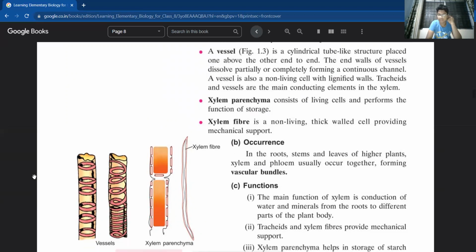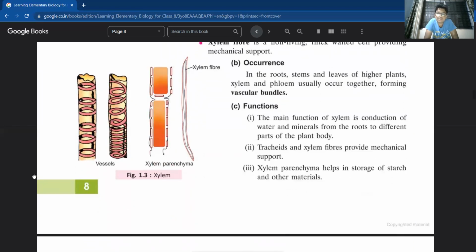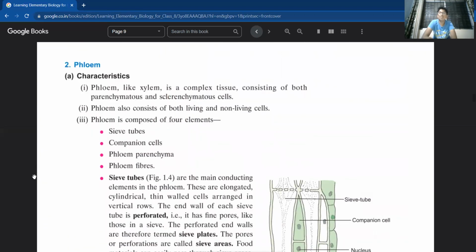And the functions are: the main function of xylem is to conduct water and minerals from the roots to different parts of the plant body. Tracheids and xylem fibers provide mechanical support, and xylem parenchyma helps in storage of starch and other materials. So now we'll be learning about phloem.